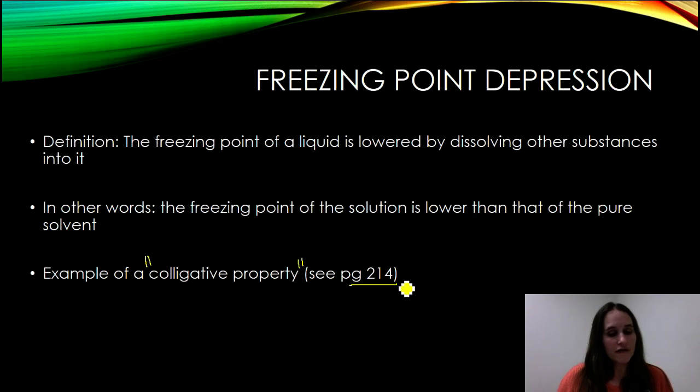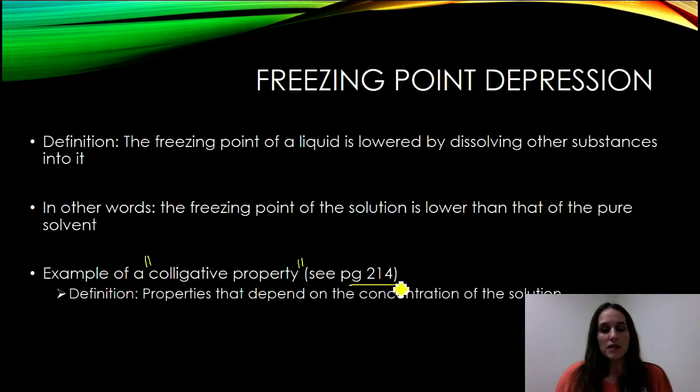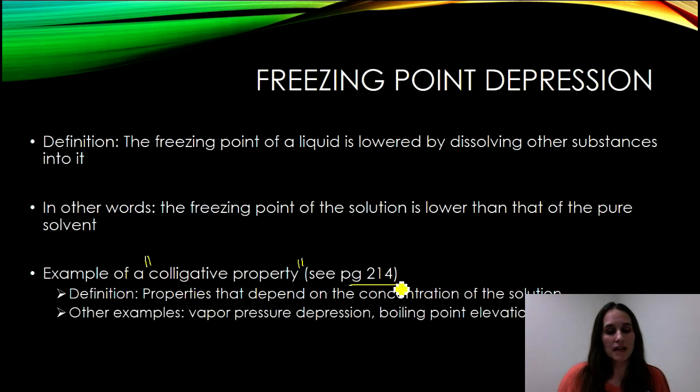So a colligative property is a property that depends on the concentration of the solution. It depends on how concentrated it is. So the more salt you dissolve into it, that further changes its freezing point, as opposed to being dependent just on the identity of the particles. It depends on the concentration. And there are some other examples there as well.